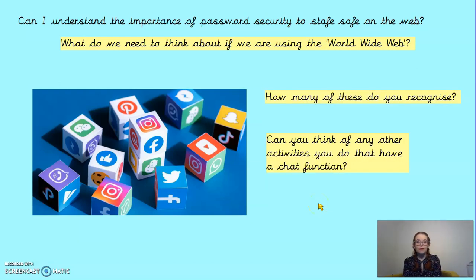Okay, so how many of these do you know? What is the top features of some of these? Some of them, it's all about watching videos or looking at funny images or sharing pictures of what you've been up to. But what is a common feature among all of them? It's communication, it's talking. You can use these apps to talk to your friends and talk to people on the internet. Can you think of any other activities that you do that have a chat function?